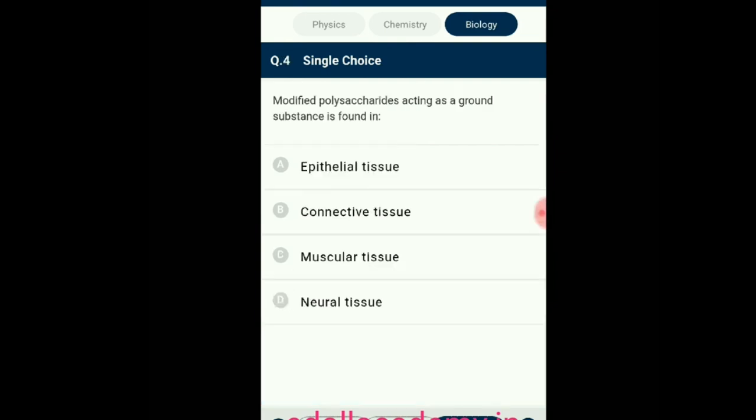Question number 4. Modified polysaccharides acting as a ground substance are found in all connective tissue except blood. The cells secrete fibers of structural proteins called collagen or elastin. The fibers provide strength, elasticity and flexibility to the tissues. These cells also secrete modified polysaccharides which accumulate between cells and fibers and act as matrix ground substance. So the answer for this question is option B, connective tissue.